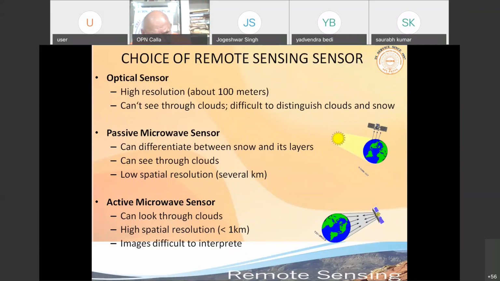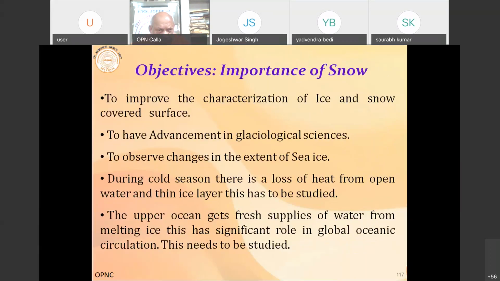Then we have optical sensors, passive microwave sensors, and active microwave sensors. Here again I want to repeat: differentiate between snow and its layers, see through clouds, and no special resolution; look through clouds, high special resolution, and really difficult to interpret, but we have methods now to interpret the images. Then the importance of snow we have already talked about. We'll go further.